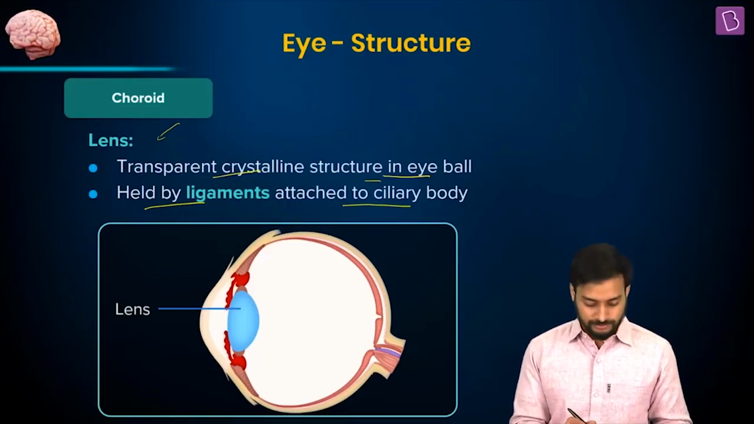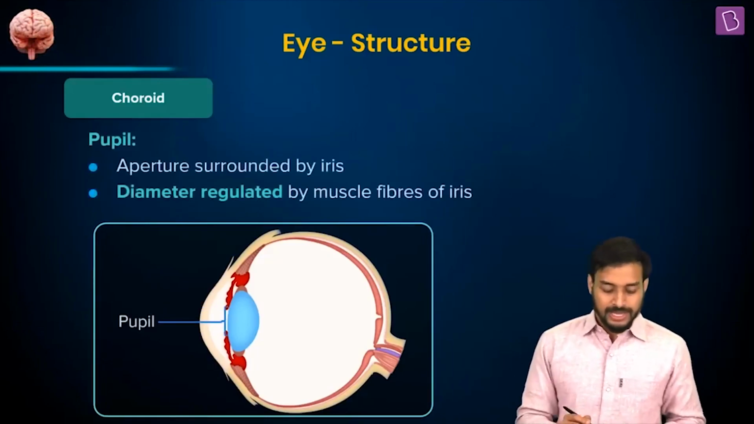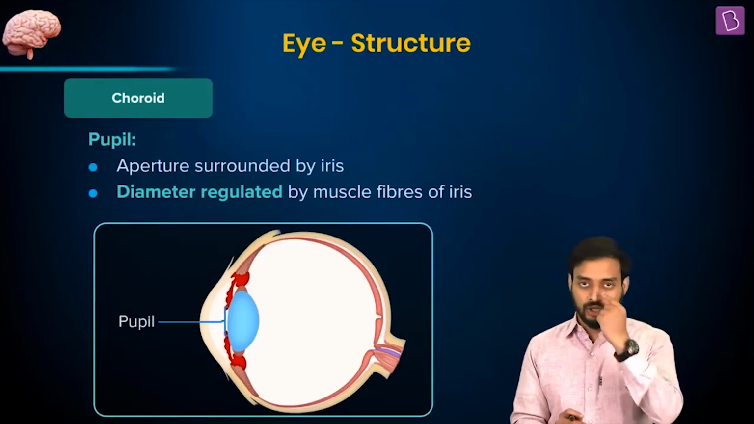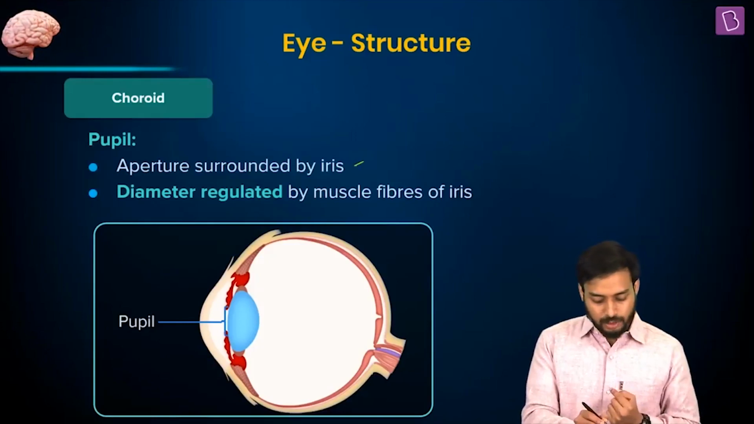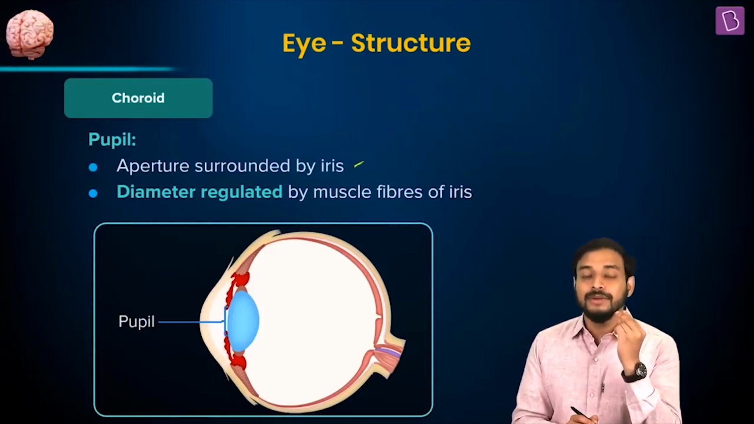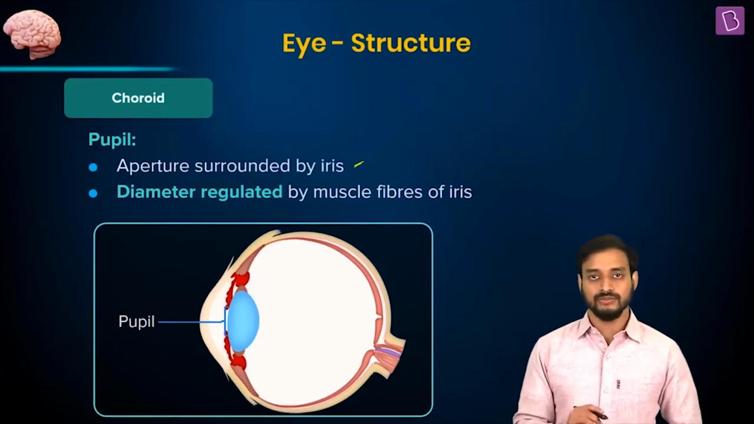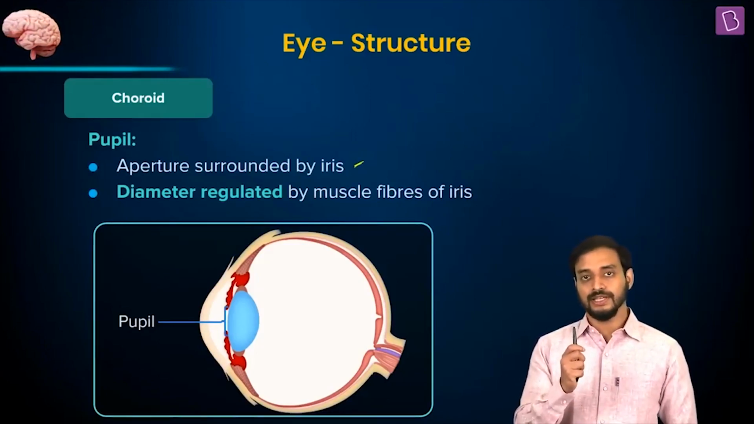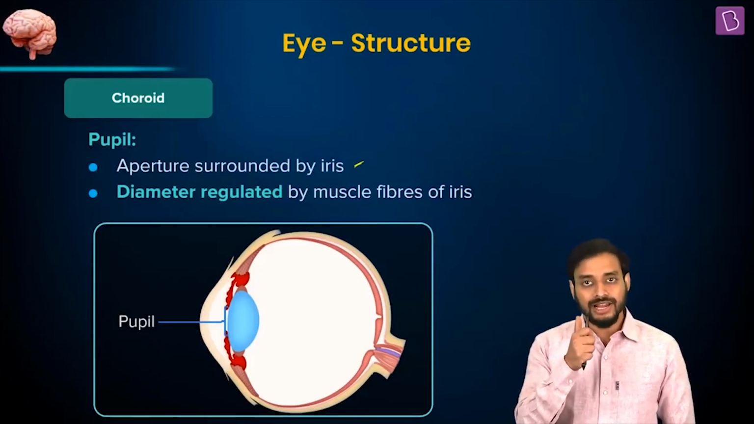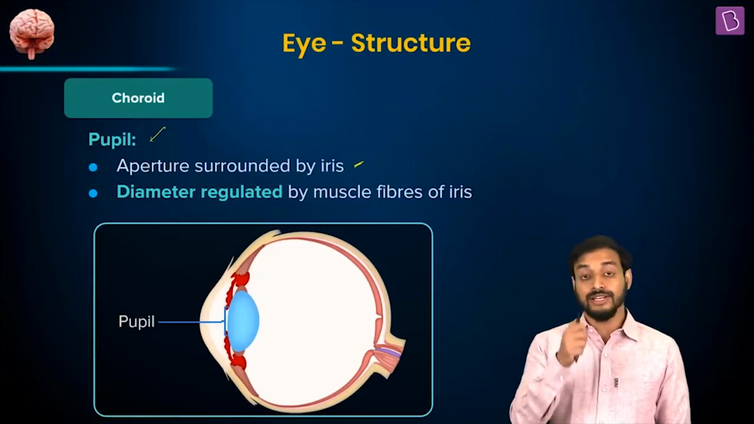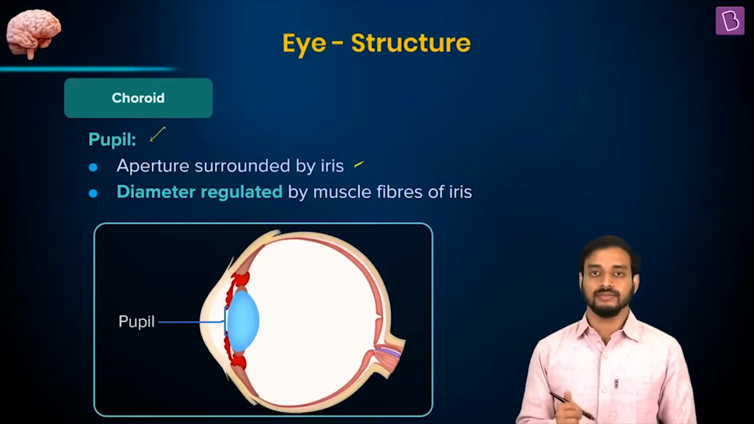Okay. So iris done, lens done. What about the pupil? It is the aperture which surrounds the iris. The diameter of this pupil can be regulated. Try this out. Take a dark room, take a torchlight, stand in front of the mirror and quickly flash the light. You'll see this pupil moves. If you flash the light, it will become smaller.